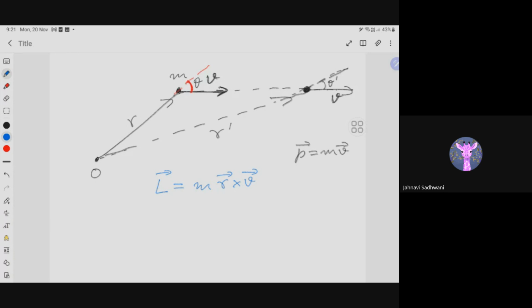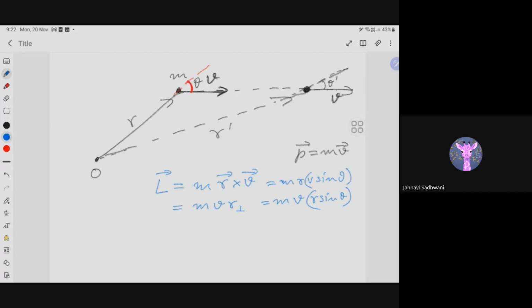Okay, so when we do R cross V, it is more easily understood as MVR perpendicular. Like this is MRV sine theta, and MVR sine theta is easy sometimes to do, and sometimes V sine theta is easy to do.